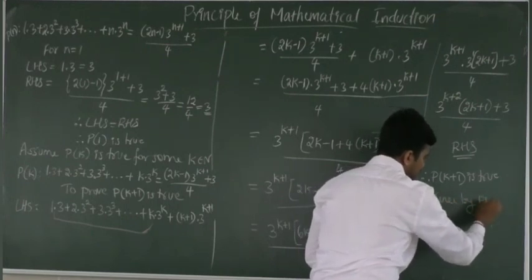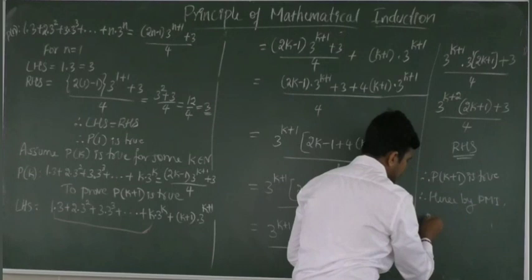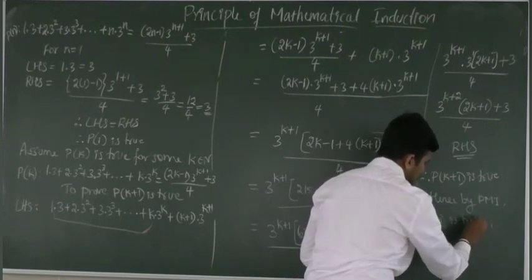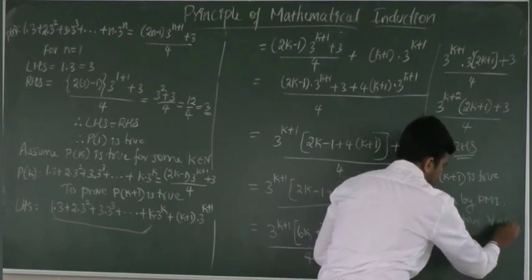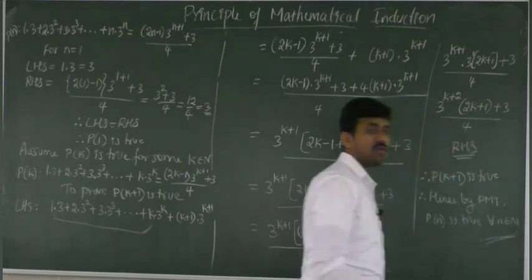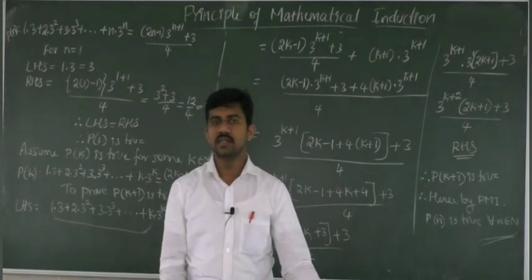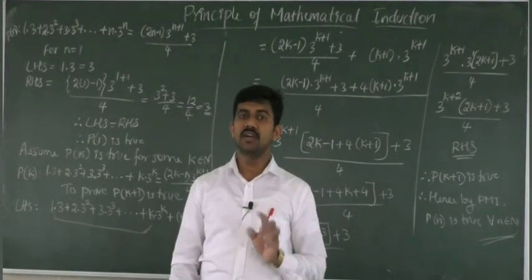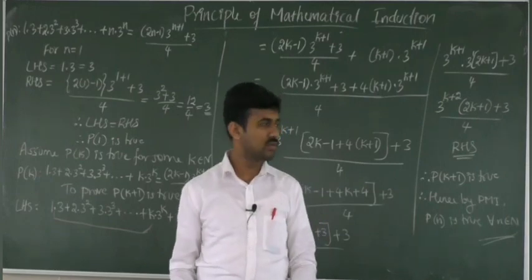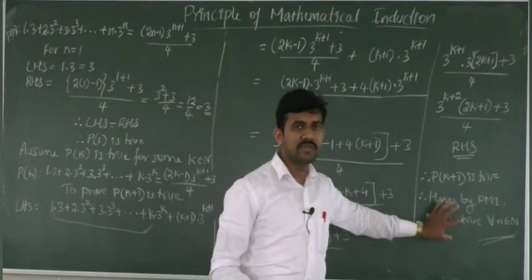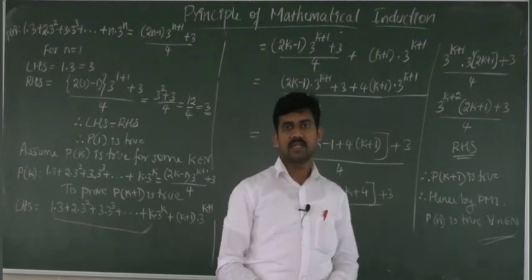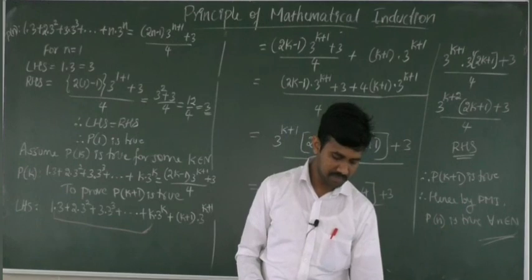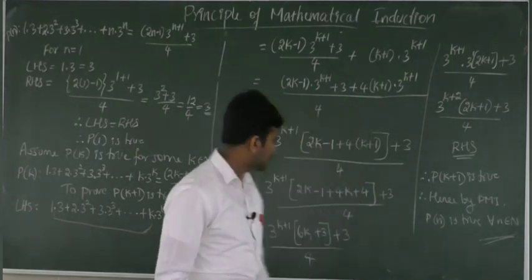Therefore, by the principle of mathematical induction, P of n is true for all natural numbers n. Okay, see here, the conclusion is very important. They will ask such a question for 5 marks. In that, the conclusion also carries marks. So don't neglect the conclusion. This is a very important part also. Okay, so now we'll see the next problem. What is the next problem we have?